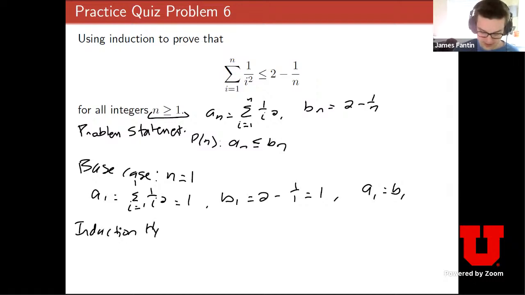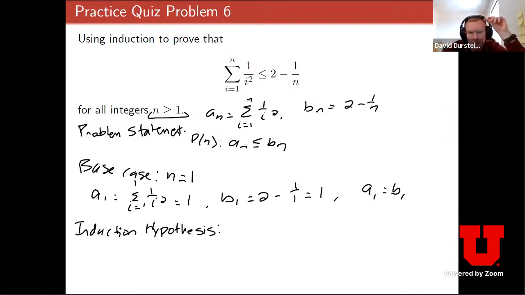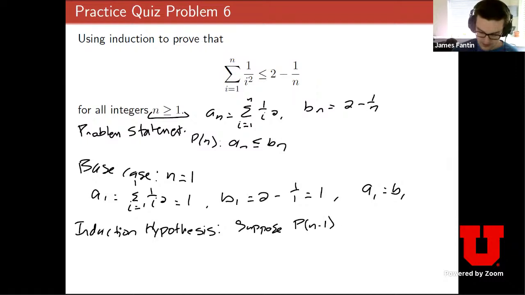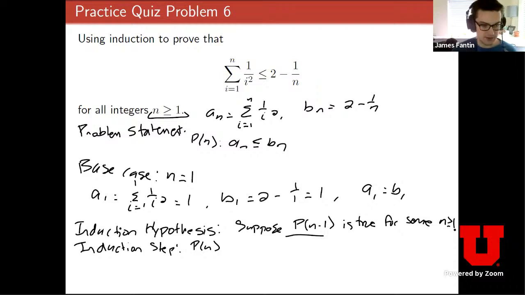Then we want to state our induction hypothesis. Someone want to state what we should put? P of n minus 1 is true. Yeah, we can do that. Suppose that P of n minus 1 is true for some n greater than or equal to 1. Now we can move on to the induction step. Since we assumed P of n minus 1 is true, we're going to prove that P of n is true. Alternatively, you could assume that P of n is true and prove P of n plus 1 is true. Let me go on to another slide so we have a little more space for this induction step.